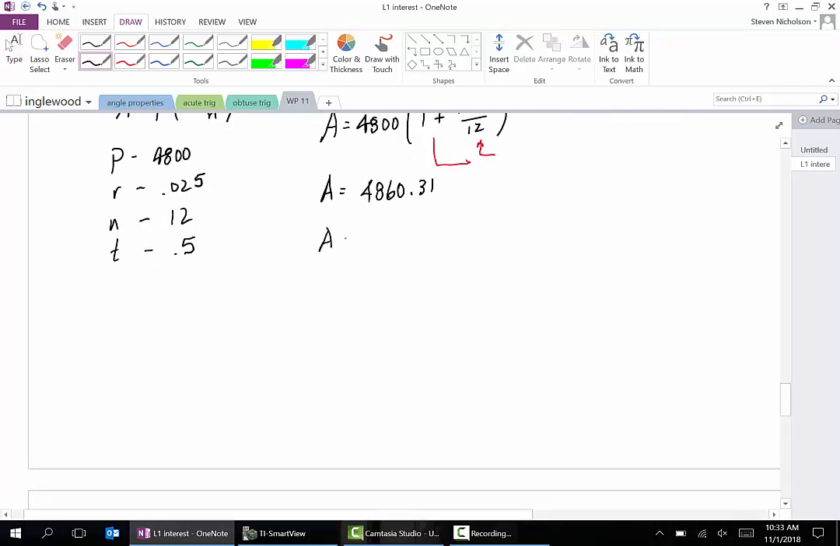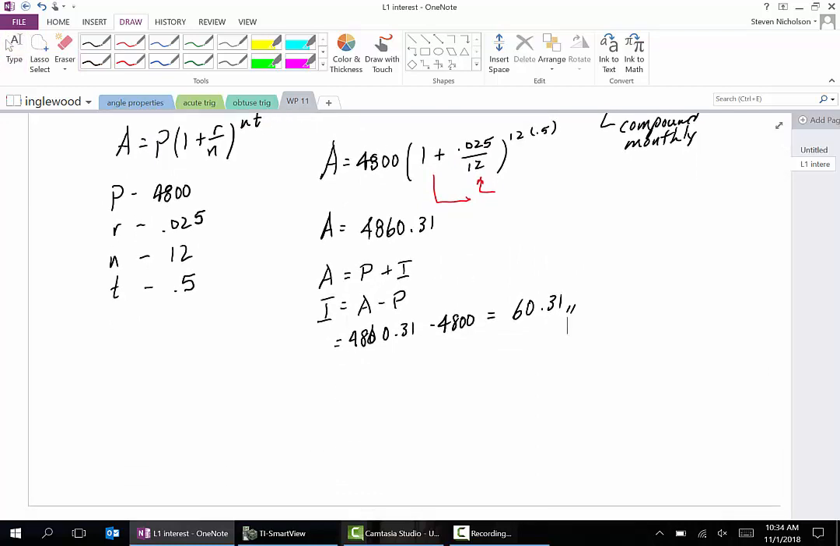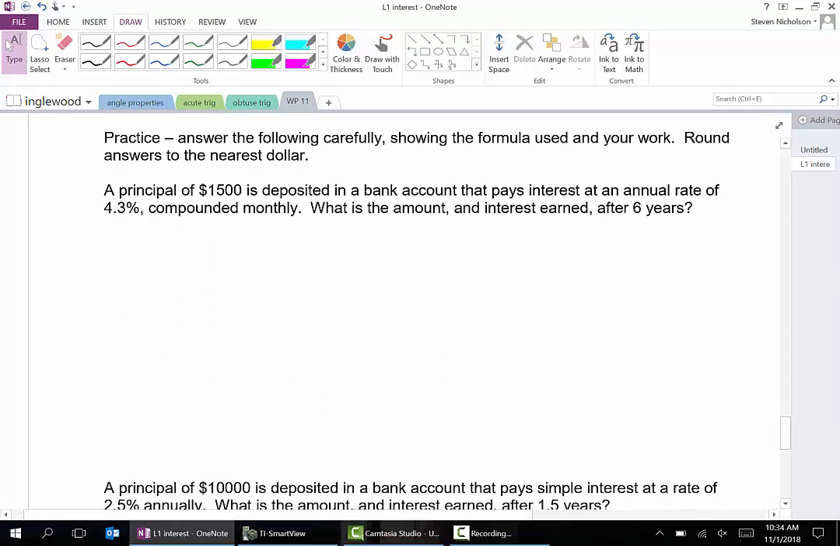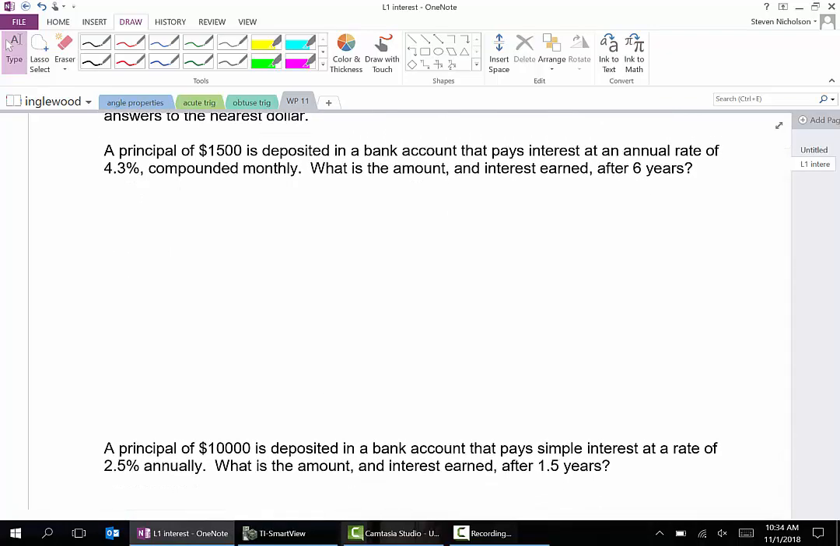So if the finish amount is equal to the start plus the interest, well, the interest is equal to the finish minus the start. And our finish is this, and our start is this. So we end up with $60.31. And I know that doesn't seem very different from the one above, but we're still making more money with our simple interest formula.